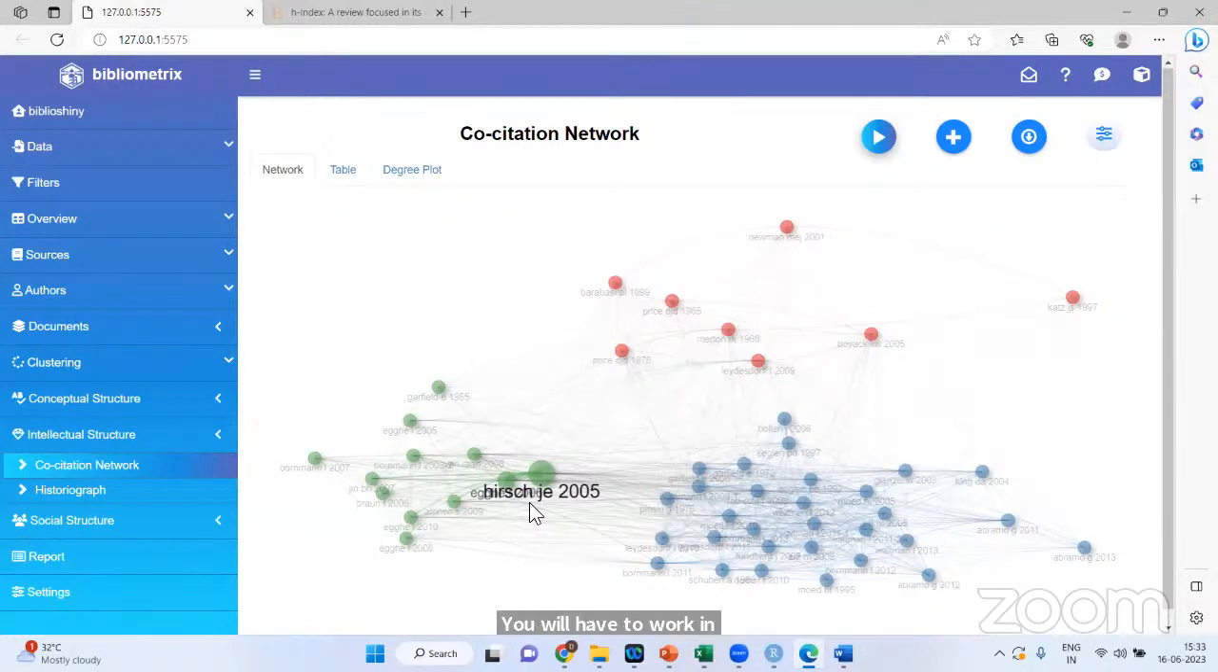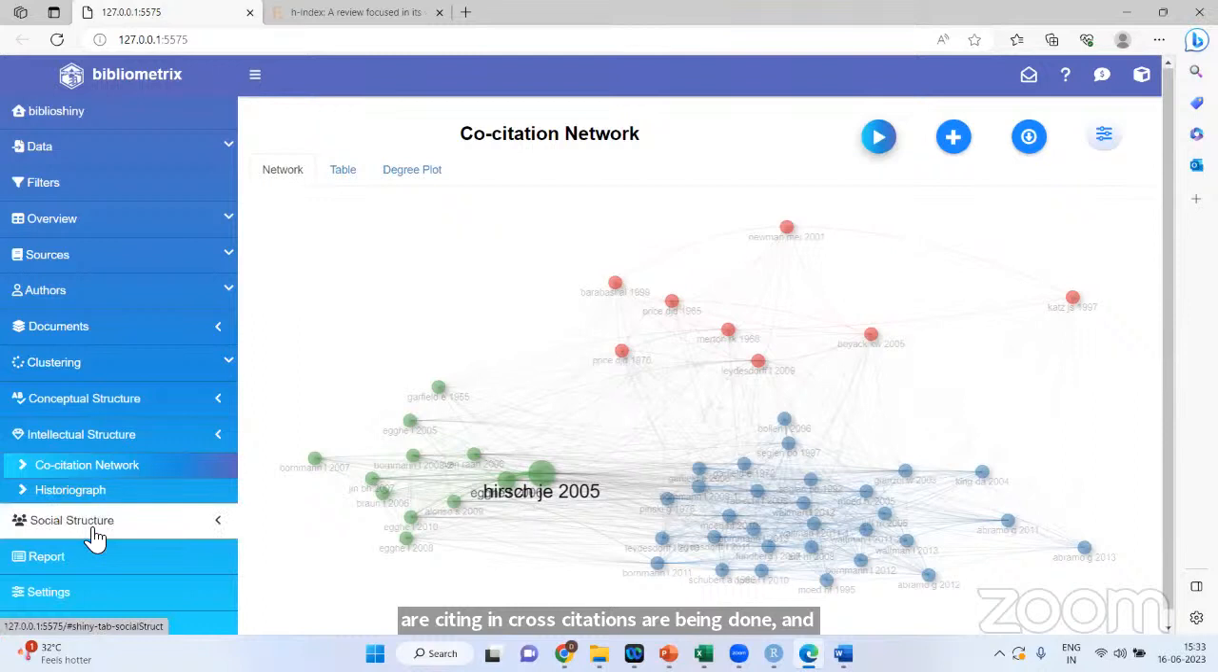If you don't work in a team, just see how it is happening. All these authors are working in a network. They are citing each other. Cross citations are being done, and therefore your H index will come up. So you will have to understand this part also. Social structure. Click on the collaboration network.